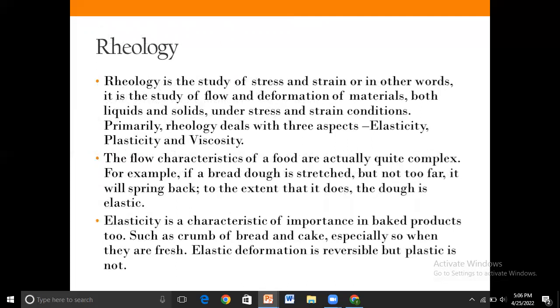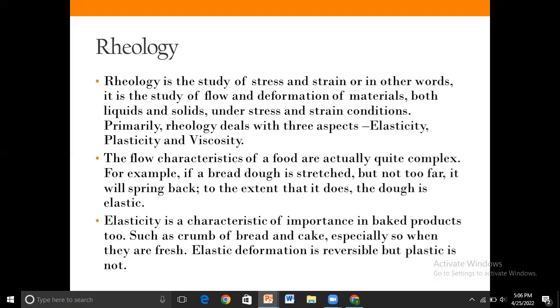Now let's move on to a term which some of you might know, some of you might not be so familiar with. It is called rheology. Now rheology is the study of stress and strain, or the study of flow and deformation of materials, both liquids and solids, under stress and strain conditions. So rheology is how a material acts when you are keeping it under stress, or when you are applying some force to it. So there are 3 aspects: elasticity, plasticity, and viscosity.